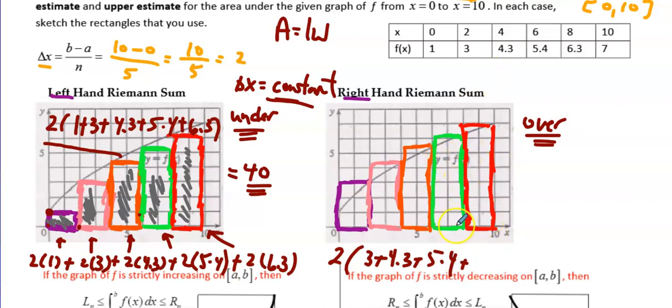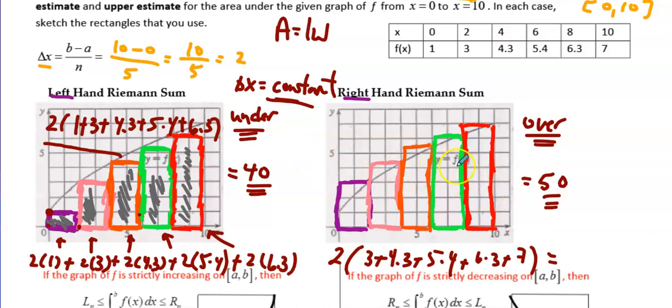Green, we went up on the right-hand side of 8, which is 6.3. And then red, we went up on 10, which is 7. And so for this one, I get 50. So the actual integration is somewhere in between 40 and 50, right? It doesn't have to be directly in the middle. It's not, but it's somewhere in between 40 and 50.